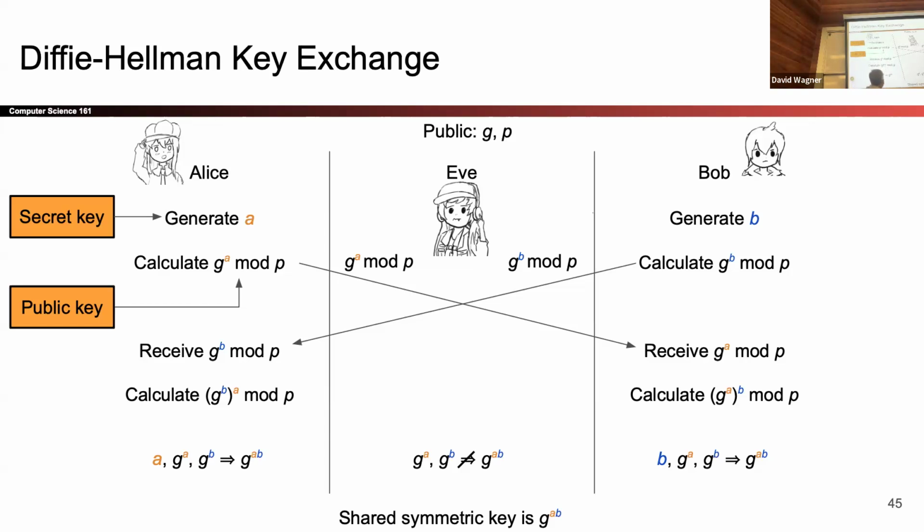And it turns out that what Alice knows is enough to compute G to the AB mod P. And what Bob knows is enough to compute G to the AB mod P. And if the whole mod P thing is really hard to think about, you can just imagine that there's no mod P's anywhere, and then all the algebra looks a lot simpler. You can imagine that the final answer is G to the AB.